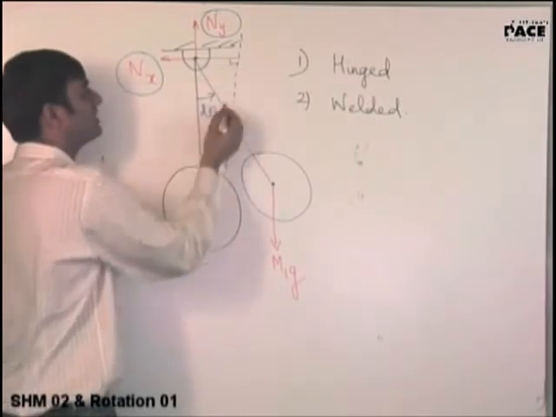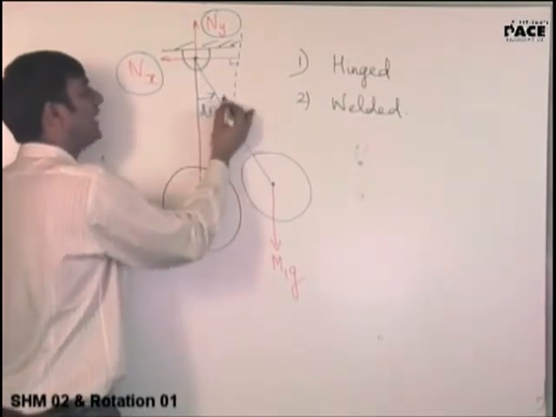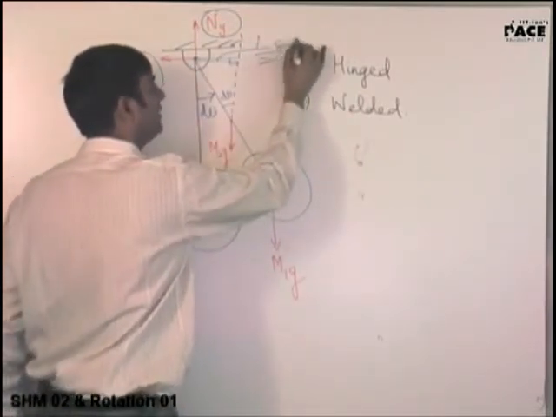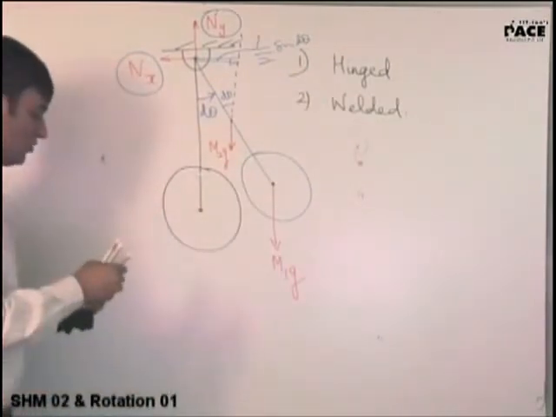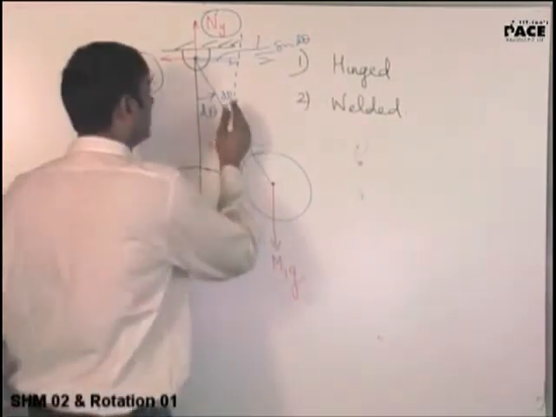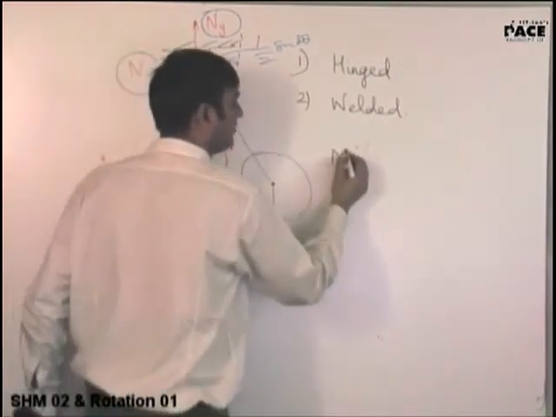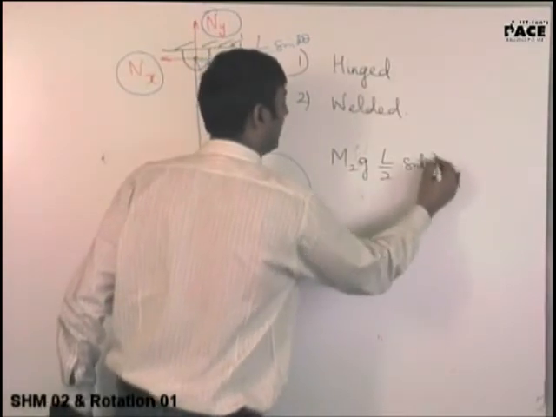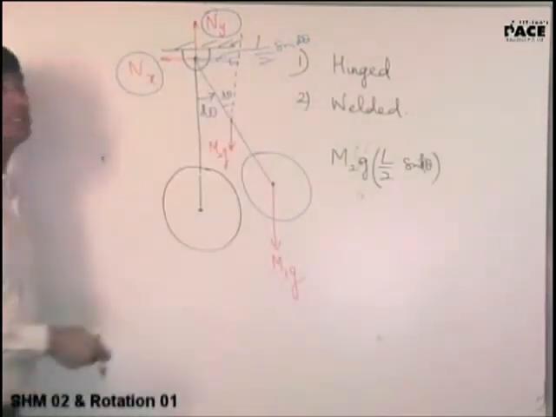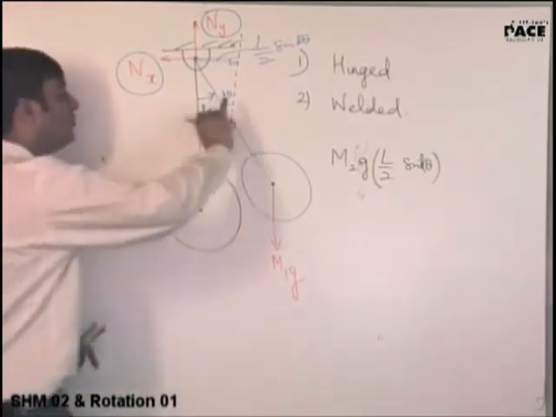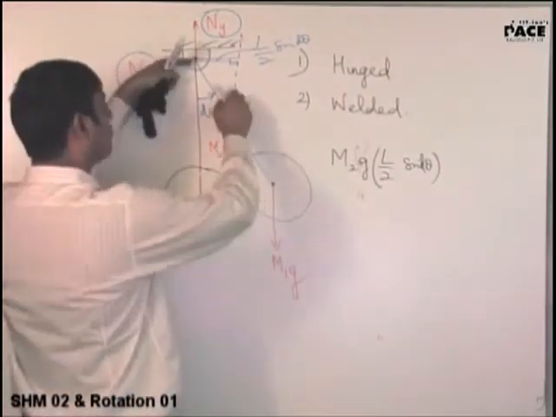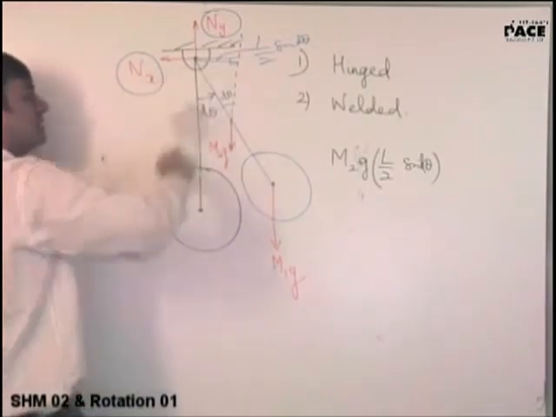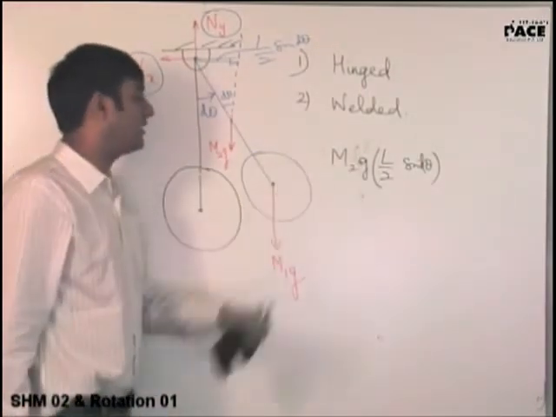M2G into perpendicular distance. The perpendicular distance is L by 2 sine d theta. So now, if I apply a torque about this due to M2G, the torque will be M2G L by 2 sine d theta. And please see this. Is it clockwise or anti-clockwise? Be alert. This force is downwards. It's trying to rotate this rod this way. It is clockwise. This is a clockwise torque. I have taken clockwise to be positive.